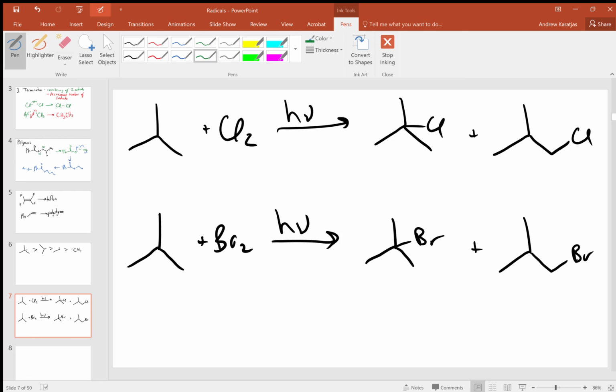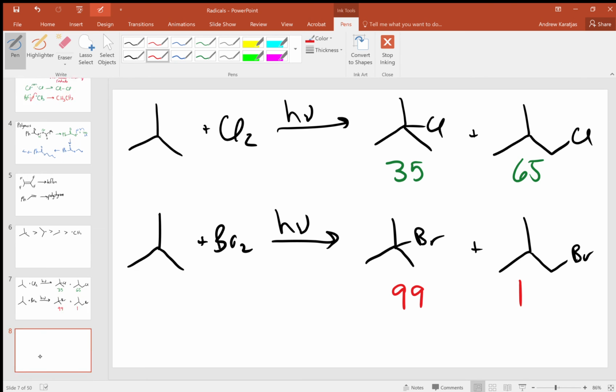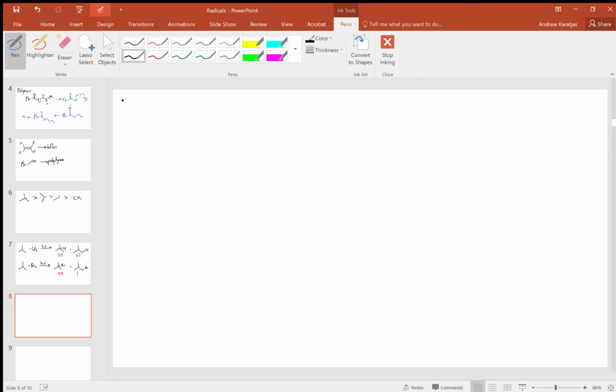If we do this reaction with chlorine, we get a ratio of about 1 to 2, where the major product is actually the less substituted chloride. But if we do this reaction with bromine, we get over 99% for the more substituted product. Why is that? Well, the explanation, and as far as we're going to go to end this course, is to talk about what's known as the Hammond postulate.